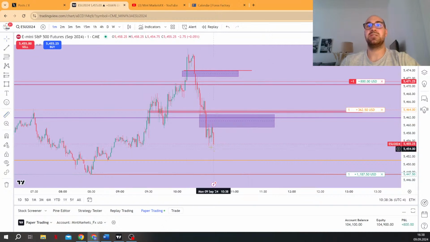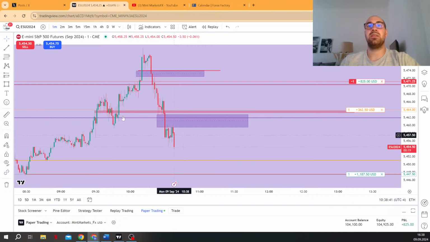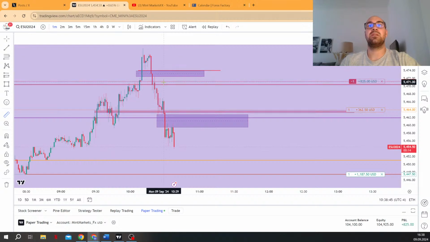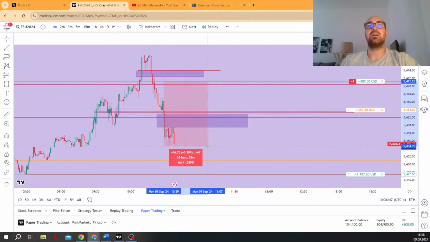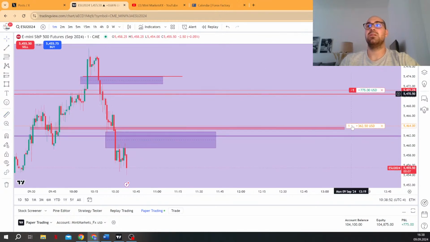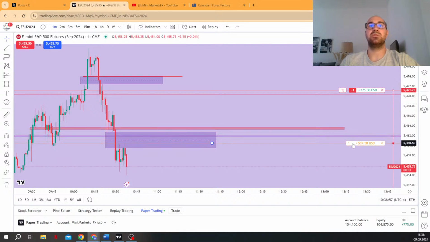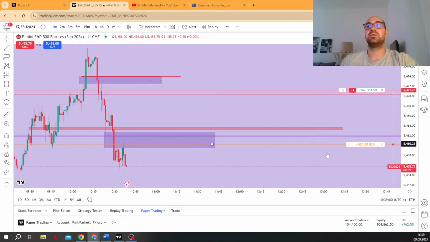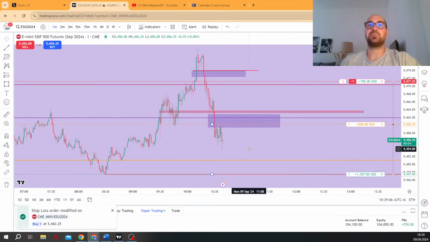Nice. So we just took out this sell side liquidity again, and we have already made almost 17 handles. Nice. And I will keep moving my stop lower. So my stop now goes even lower. I will manage the trade now. I will see if it stays heavy.